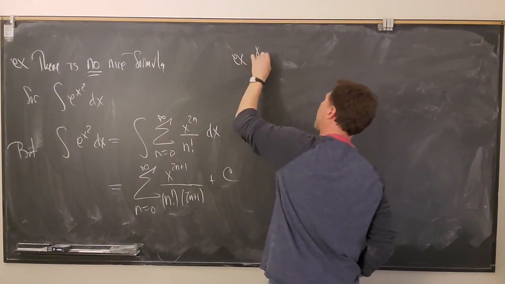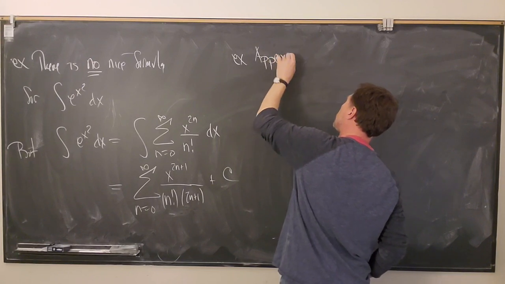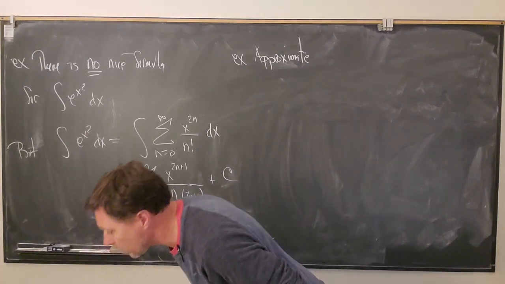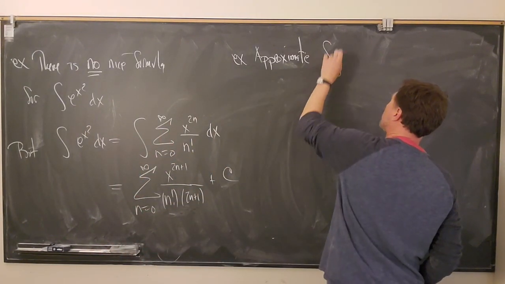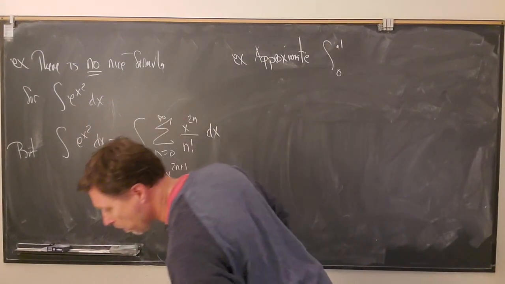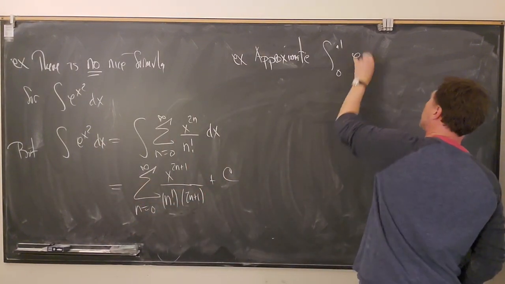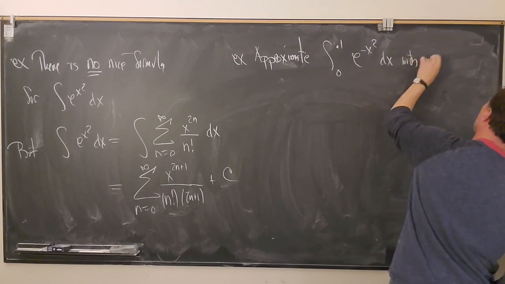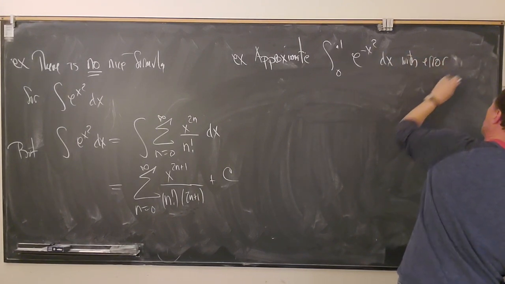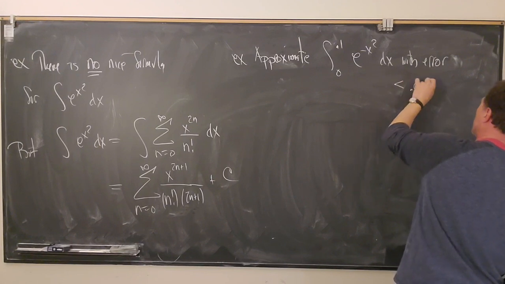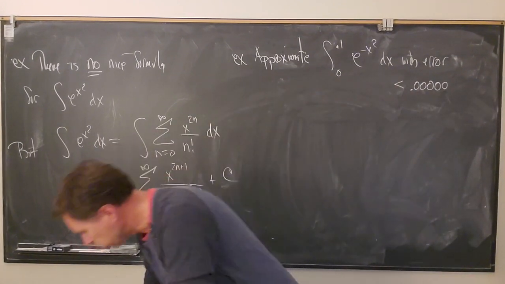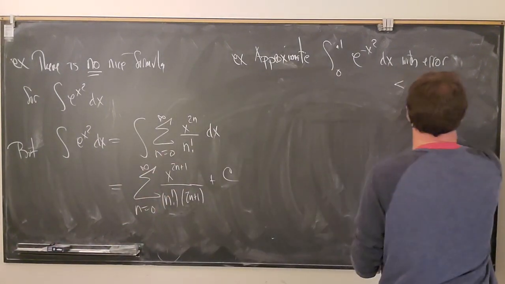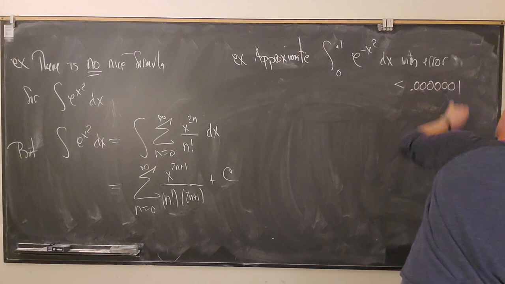So now let's use that idea. What I'd like to do is approximate the integral from 0 to 0.1 of e to the minus x squared dx with error less than 0.000001. I want 6 zeros: 1, 2, 3, 4, 5, 6 zeros and a 1.